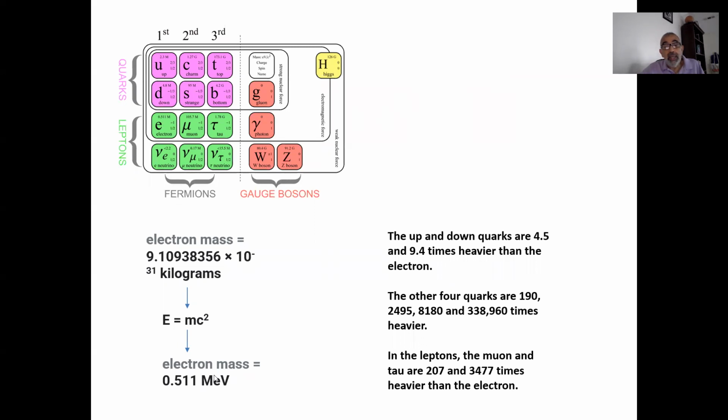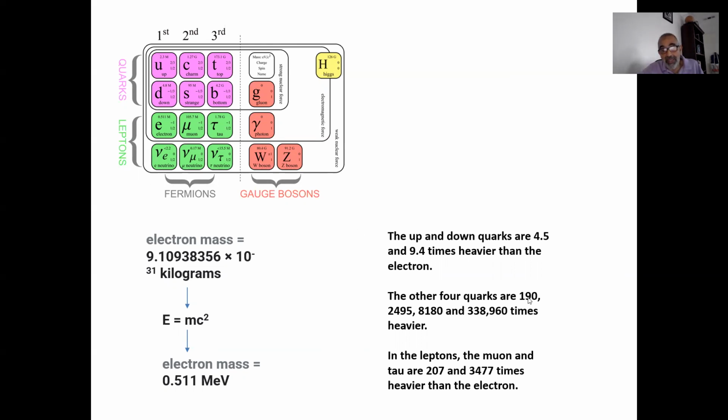So each of these particles can then be expressed in the same units. The mass of the up quark is 2.3 MeV, 2.3 mega electron volts. Here's the mass of the down quark, and so forth. The up and down quarks, forgive me, are 4.5 and 9.4 times heavier than the electron. If you were to take the 2.3 and divide it by 0.511, you would get roughly 4.5, and so forth. The other 4 quarks are much heavier.